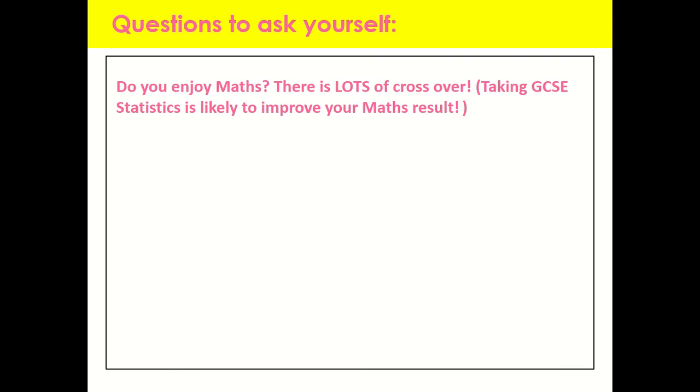And then just a few questions to ask yourself. So firstly, do you enjoy maths? There's lots of crossover between maths and statistics, so if you don't enjoy maths, it's probably not the best GCSE option for you. You don't necessarily have to be good at maths, you just have to enjoy maths, because you will be doing your 4 hours of maths and your 3 hours of statistics, and that's a lot. So if you don't like maths, it's probably not the right option for you. Also, taking GCSE Statistics is very likely to improve your maths result. So people that do GCSE Statistics do better in their GCSE maths than people that don't do GCSE Statistics.